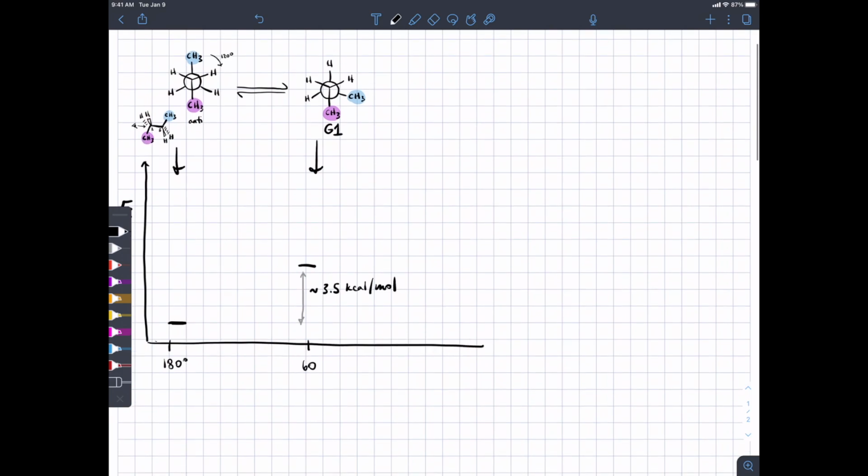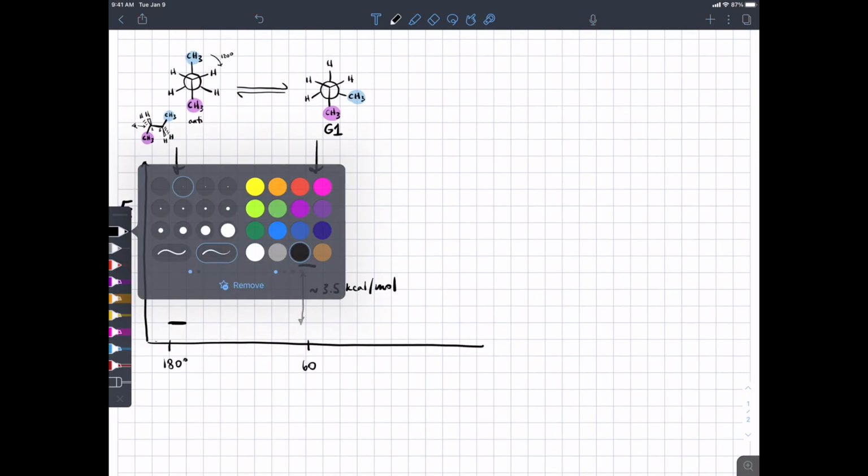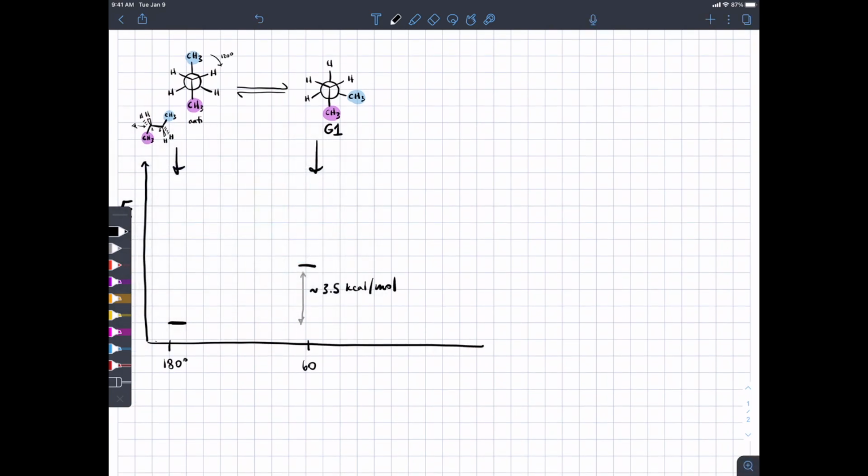Okay, and then presumably you could also continue to rotate the methyl group in the back by another 120 degrees. That would get us to another gauche conformation.